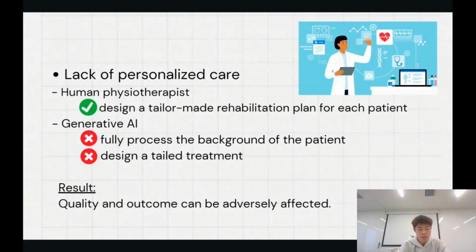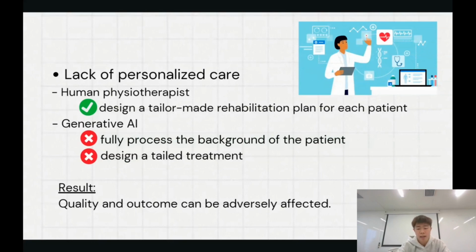the treatment itself is not suitable for patients with different needs, as the complexity and circumstances from patient to patient are different. For example, a 3-minute short run can exert different effects on children and the elderly, but GenAI cannot consider that. It can only sort out some general directions, but not the detailed ones. The quality and outcome of the treatment can be adversely affected.